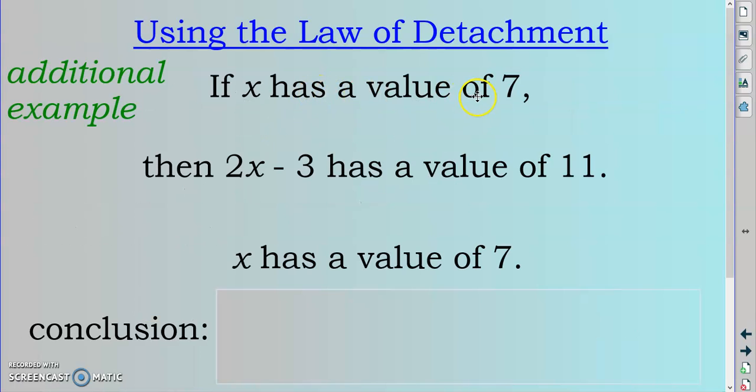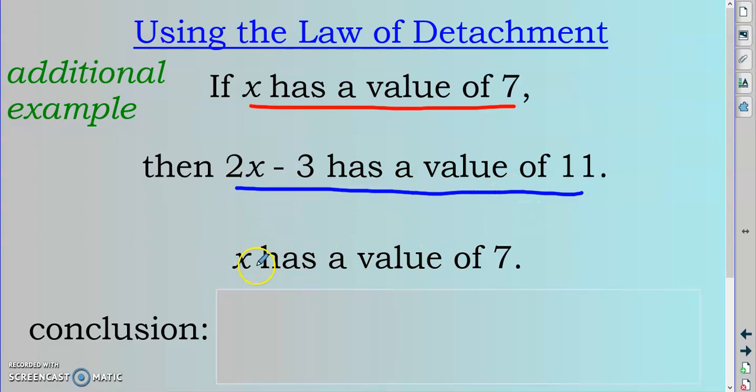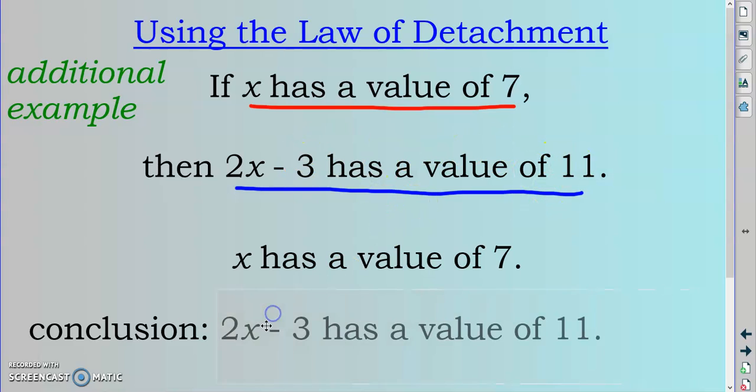If x has a value of 7, then 2x minus 3 has a value of 11. So here is our hypothesis: x has a value of 7. I'm telling you that the hypothesis is true. Then 2x minus 3 has a value of 11. So if the hypothesis is true, then the conclusion is true. So we know that 2x minus 3 has a value of 11.